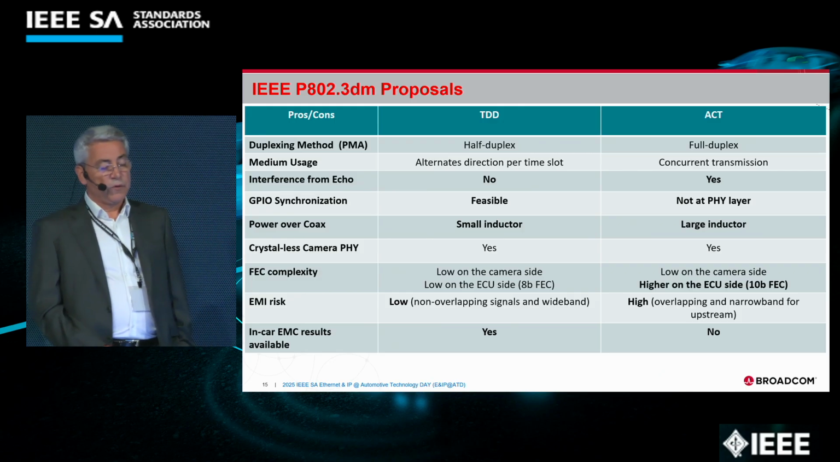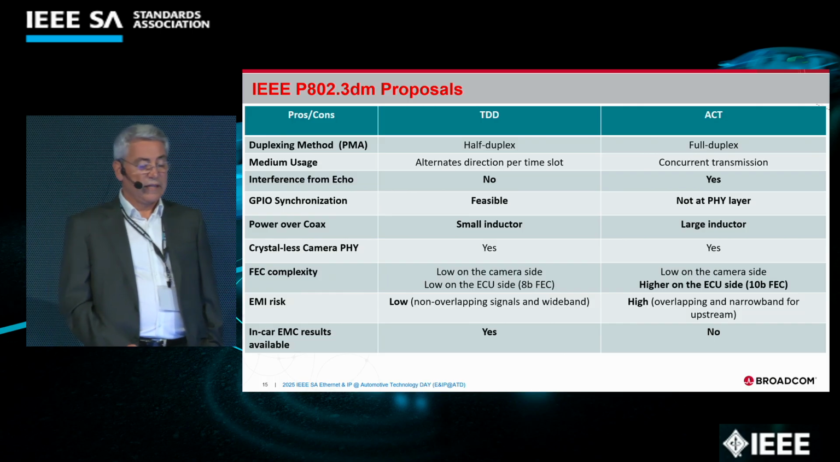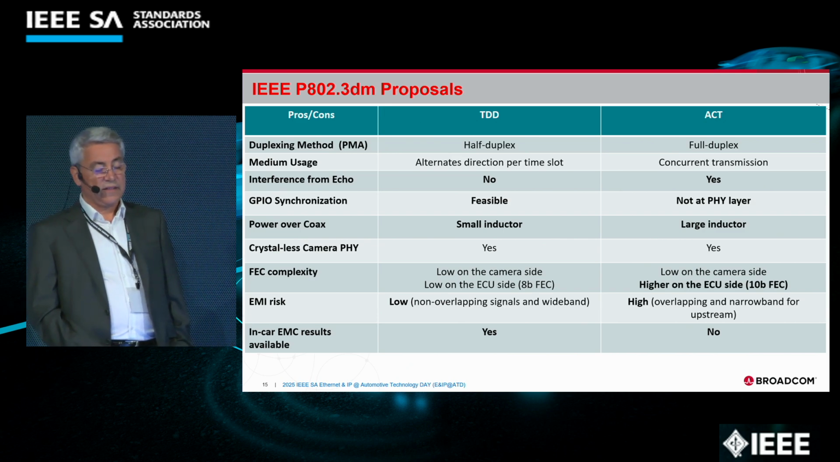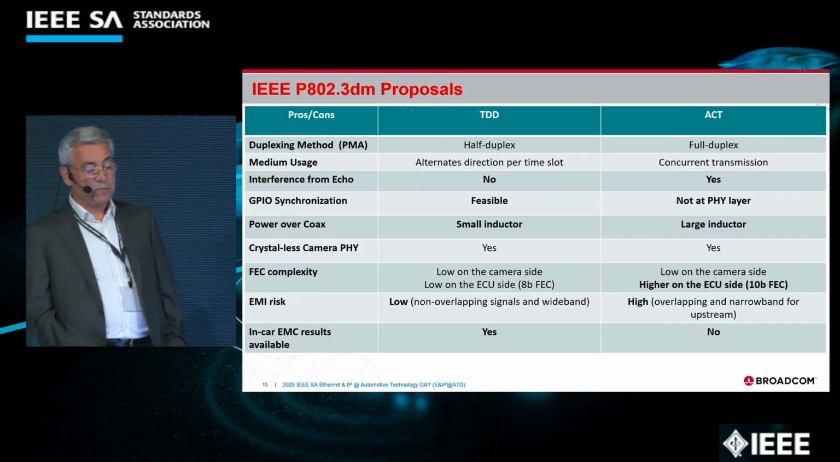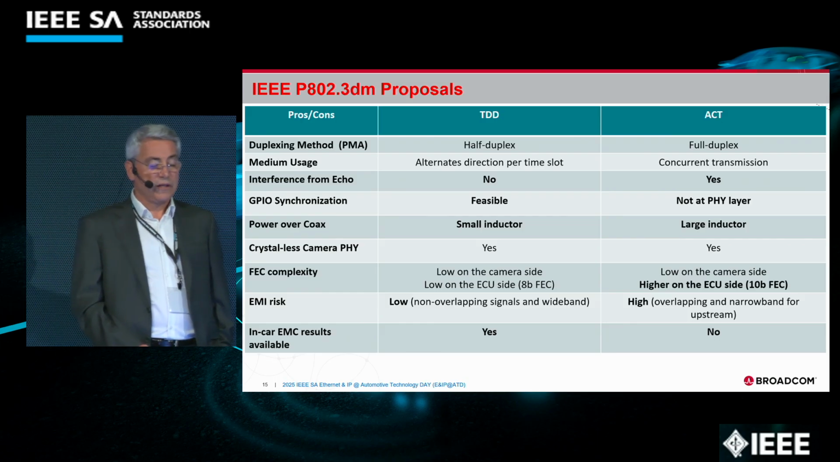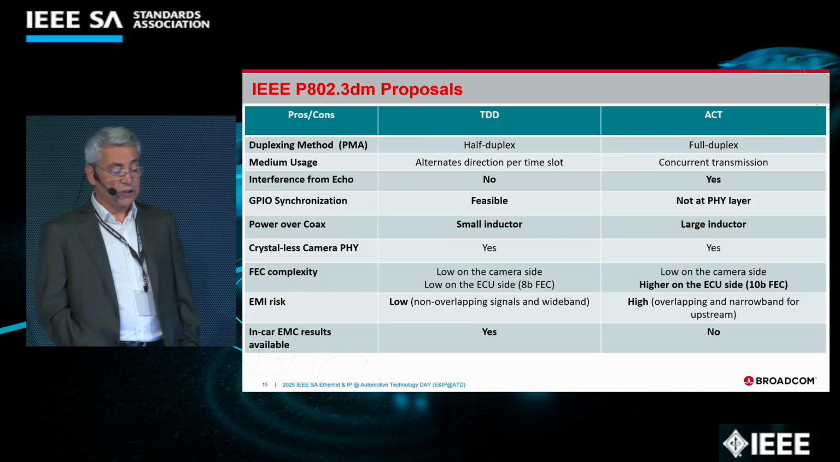So here are some of the proposal pros and cons and differences. It's not easy to compare different solutions side by side, and it's a sensitive topic to do so. So I will try to highlight some of the differences and similarities as unbiased as I can be. But the point is, the duplexing method at the PMA is one of the differentiating factors because TDD has no echo and ACT has echo using a concurrent transmission.